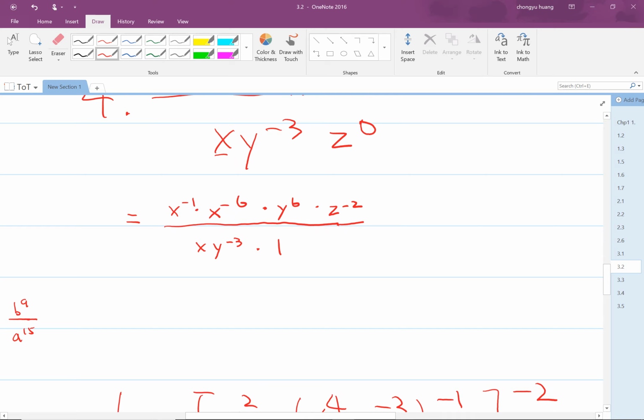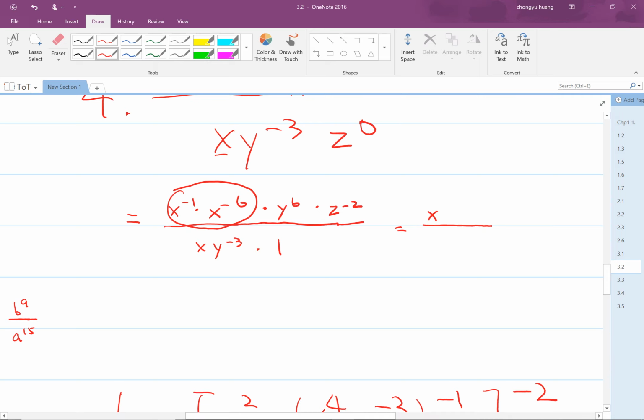Right now we can actually cancel. Let me simplify a little bit first. Starting from the numerator, what we have over here is those two terms: x to the power negative 1 multiplied by x to the power negative 6.